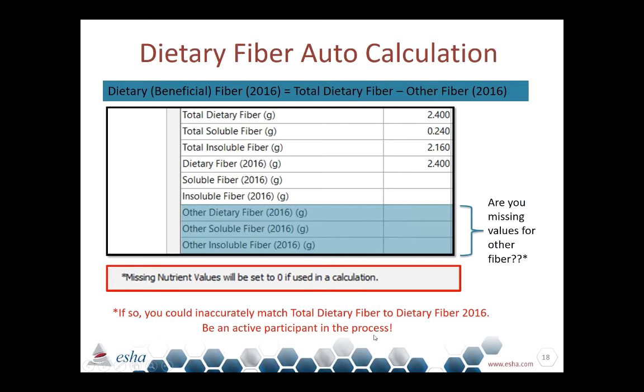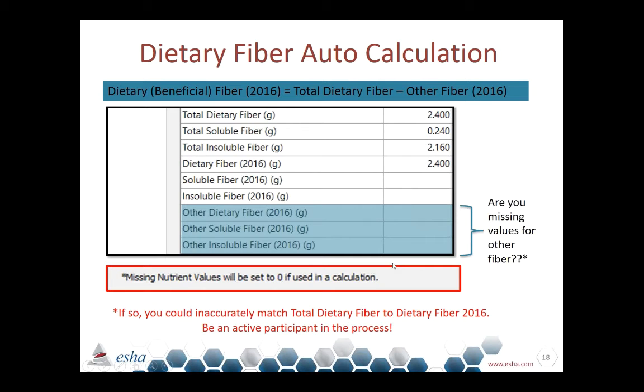Be an active participant in the process. If you don't know if you have other fiber in your food, you may not want to go forward with using the auto calculation until you feel confident that you can populate these fields with a 0 before the system assumes that it is a 0.